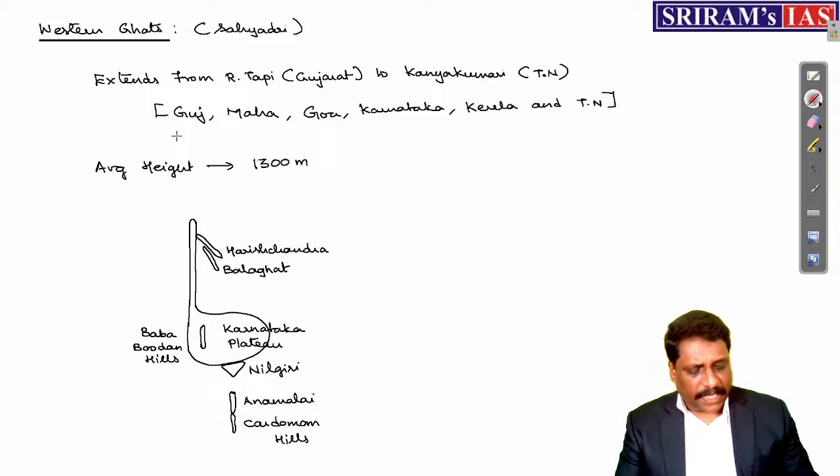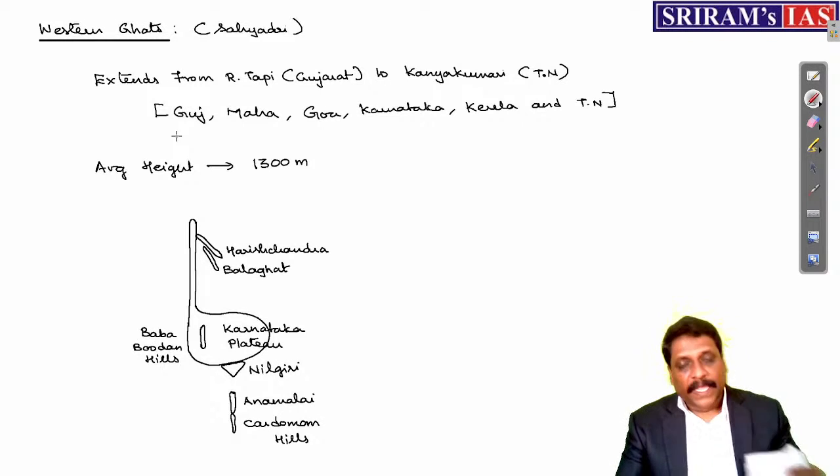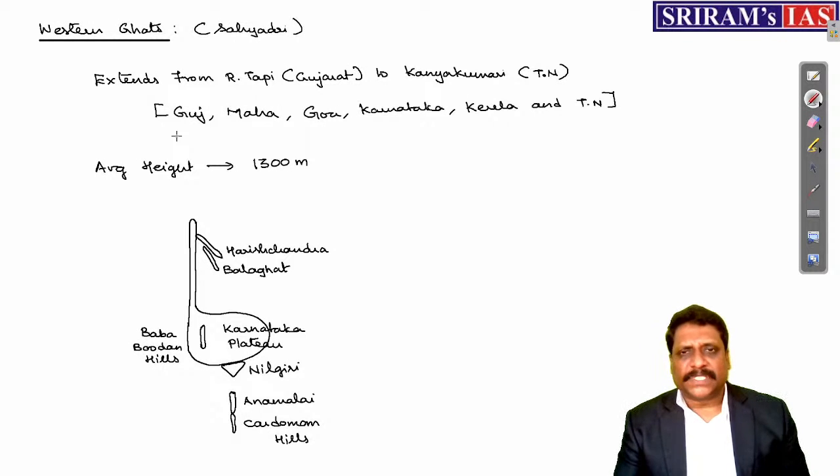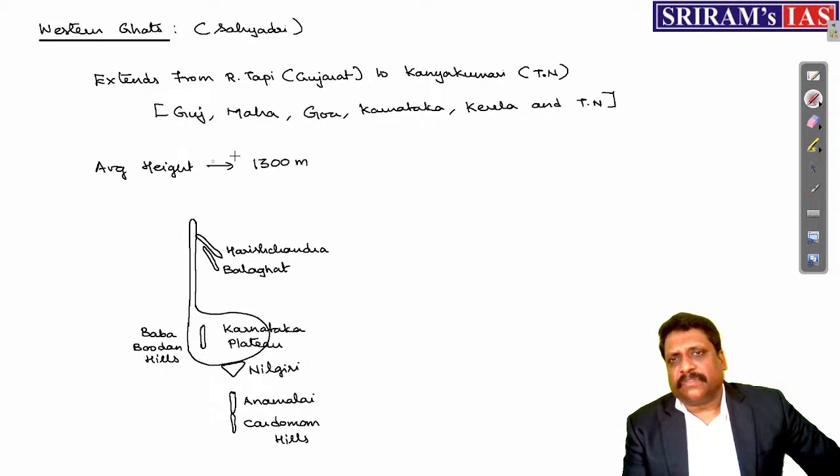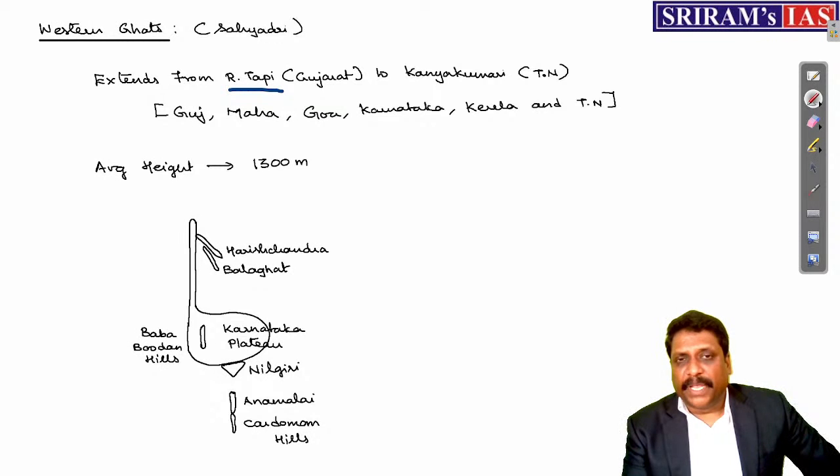Because that was the time when, for example, an environmental report was published regarding the Western Ghats. That's the reason the Western Ghats was given more emphasis. Okay, now, the basic facts, my friends. Where it extends, I already told you: River Tapi in Gujarat to Kanyakumari in Tamil Nadu.